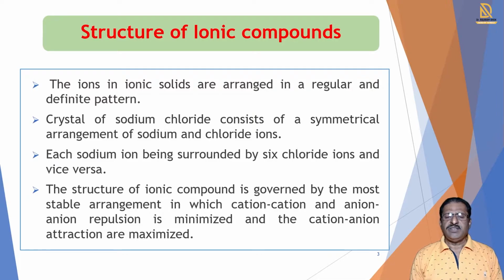The structure of an ionic compound is governed by the most stable arrangement. In that arrangement, cation-cation and anion-anion repulsion is minimized and cation-anion attraction is maximized. Means in ionic compounds, the same type of ions have maximum repulsion, and oppositely charged ions should have maximum attraction. Then in that case, the stability of that ionic compound is more.